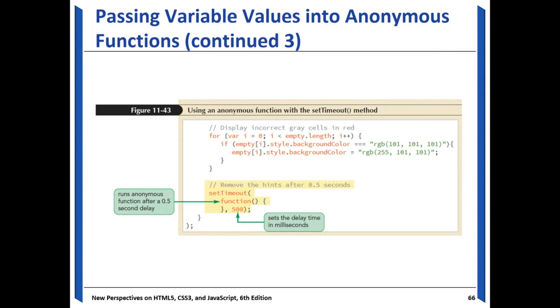So see, we've got the setTimeout method. We're using an anonymous function. After a 5-second delay, it will run. In this case, we're removing the hints. And we're going to set the delay in milliseconds.